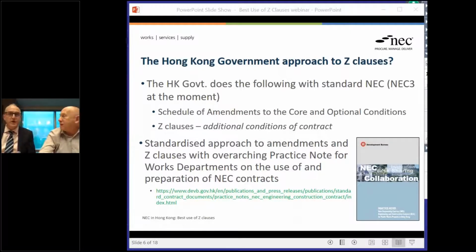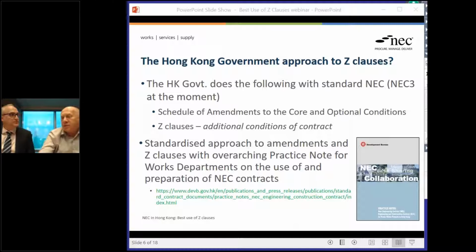So it's freely available on the net. It is, yes. You can go and download the practice note itself, the standard suite of amendments, and Z clauses, as well as a lot of the standard tender templates and documents relating to the tender process. So it's a very, very useful resource.